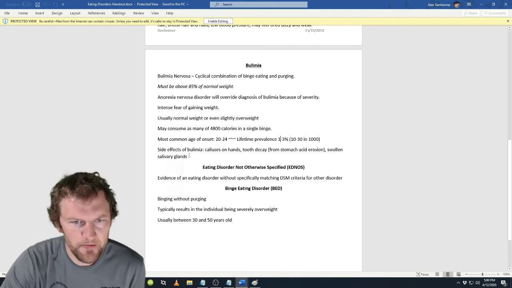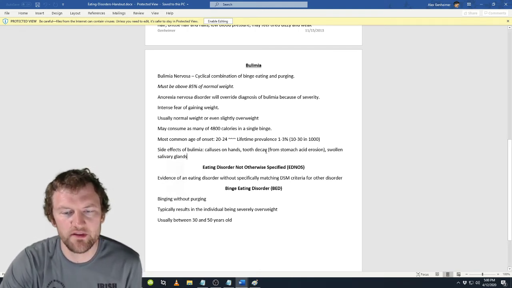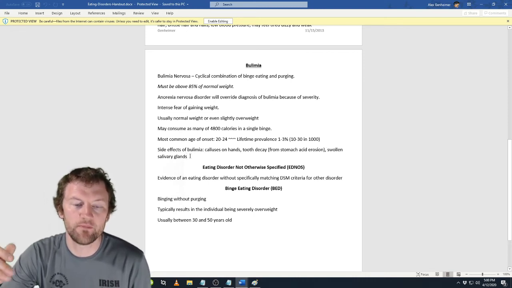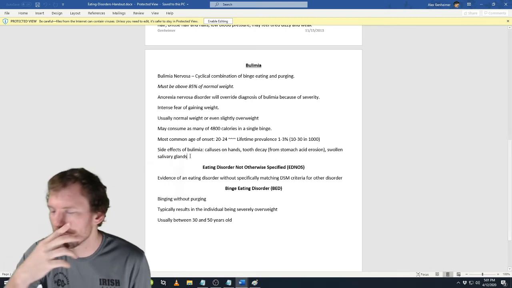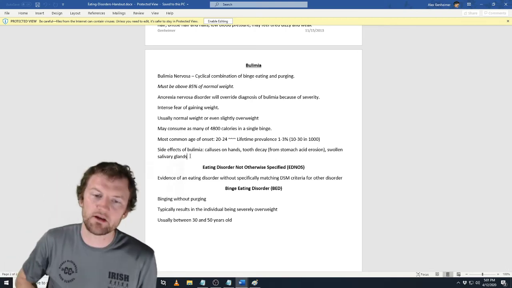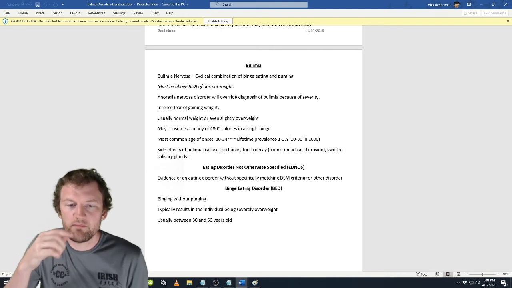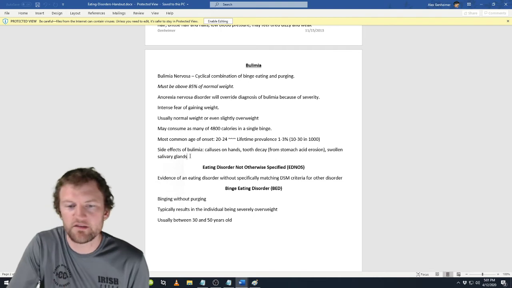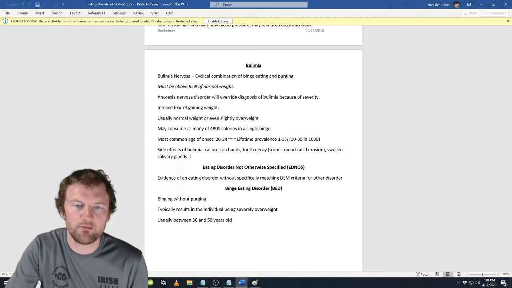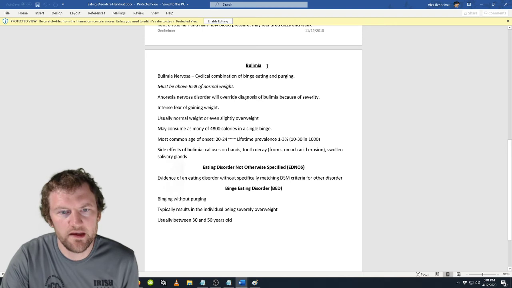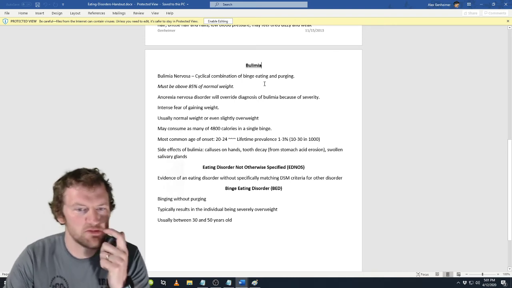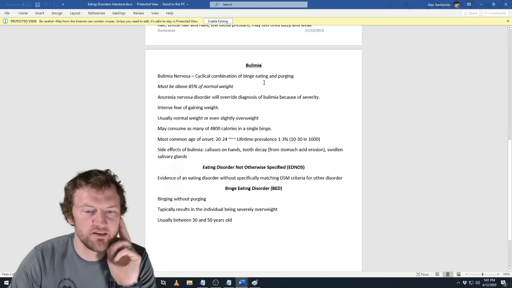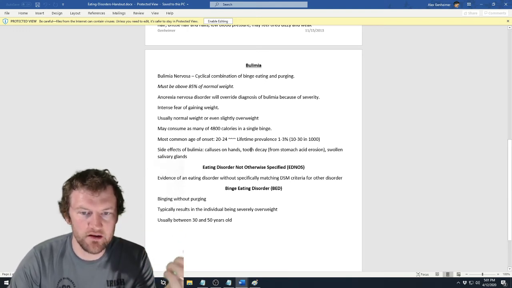Side effects of bulimia: calluses on hands, tooth decay, swollen salivary glands, which all have to do with throwing up. So if you forcibly cause yourself to throw up, by the way, the stomach acid in your stomach can be extremely damaging to your teeth when done regularly. So if you throw up infrequently, it's not that big of a deal, but if you throw up as frequently as you might with bulimia, then the enamel on the outside of your teeth doesn't grow back. You get that once and that's it. And so having the acid touch your teeth so often can cause tooth decay.